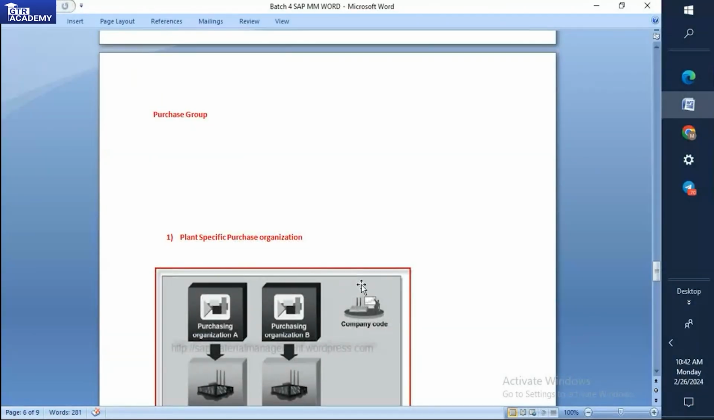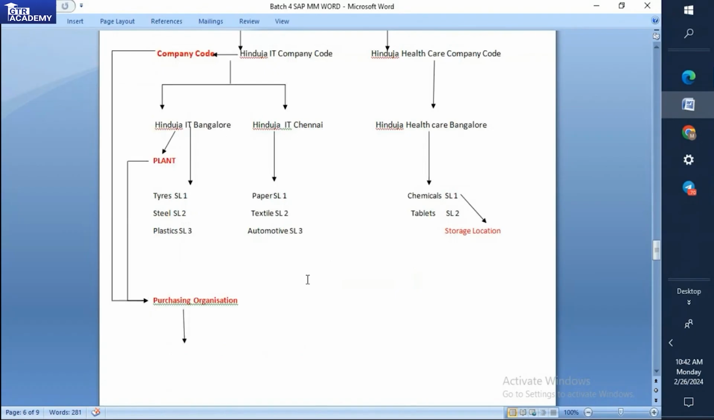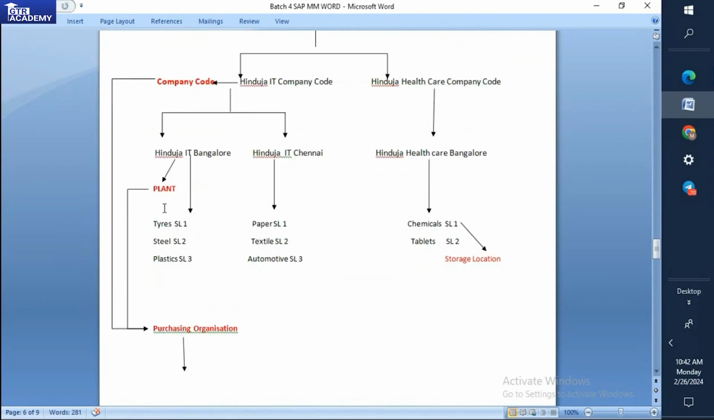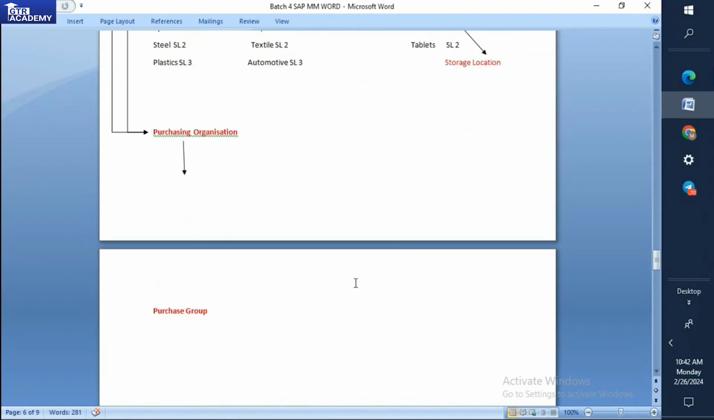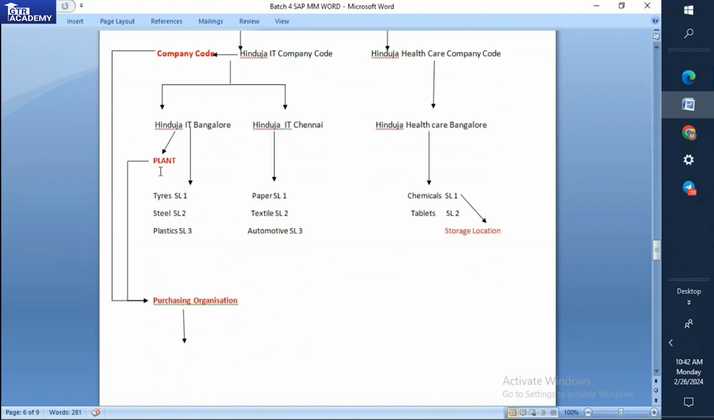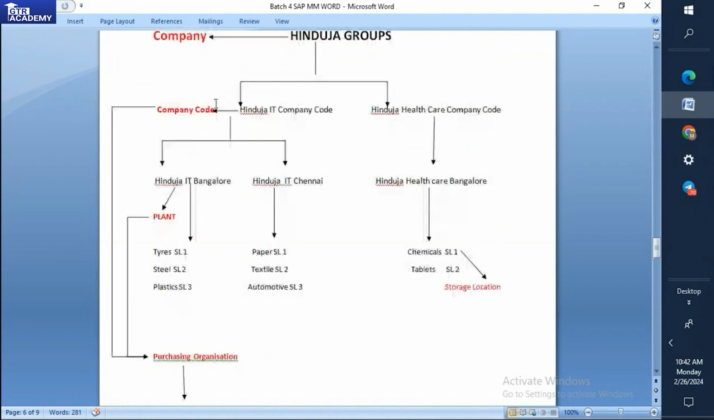And then we have the different types of purchasing organization. Tomorrow, we will define the plant and then assign the plant to the company code level and company level. We have to define all of these: plant, purchase organization, purchase group, and storage location. We have to define them in the system and then assign them.